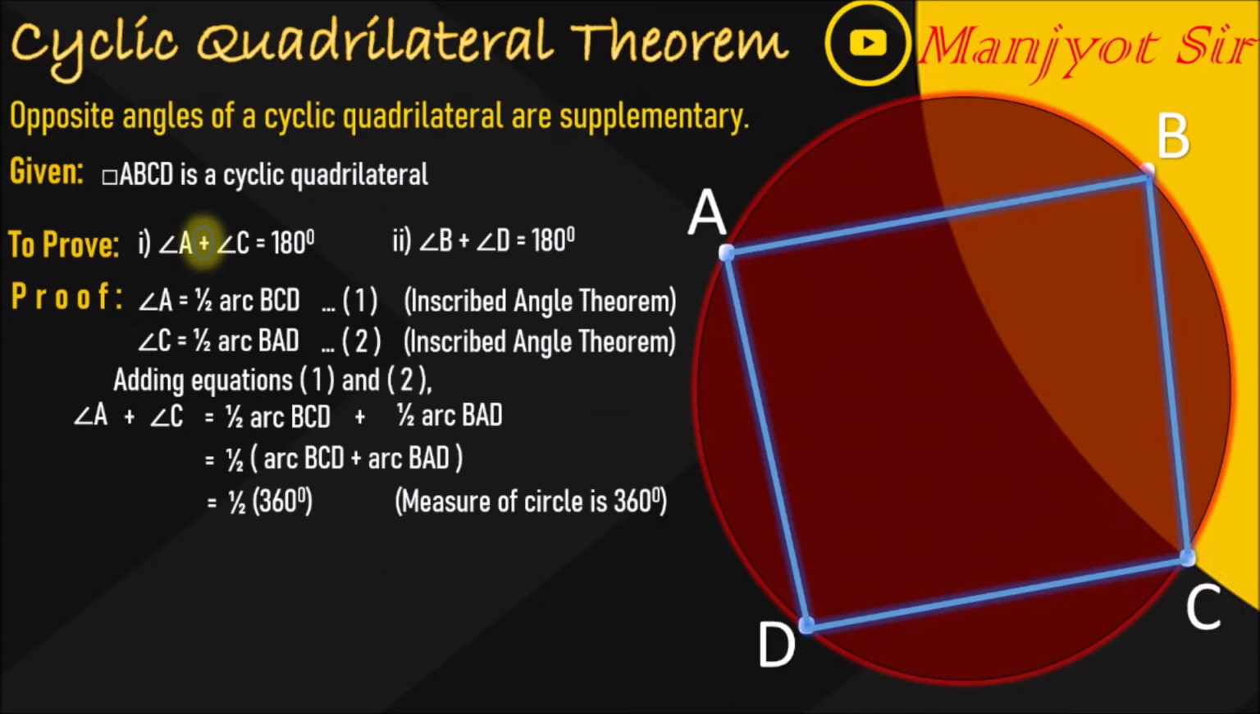And now it is very simple. You just have to do half of 360. That will be 180 degrees. So here is our proof: angle A plus angle C is equal to 180 degrees. Very simple. I hope you understood. If you want, you can take a screenshot of this page.